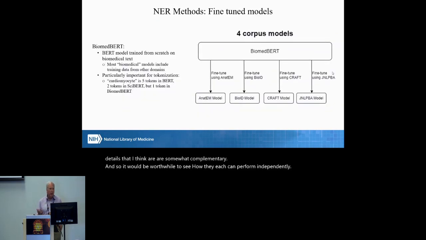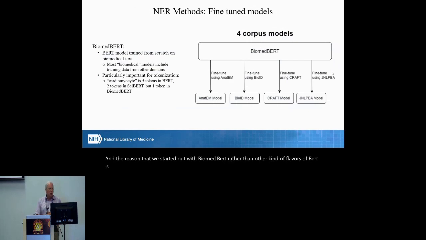And so then basically what we did was we took Biomed-BERT and fine-tuned it with these different corpora of annotated text to develop 4 separate models. The reason that we started out with Biomed-BERT rather than other flavors of BERT is that Biomed-BERT was specifically trained from scratch on biomedical text. And we think that is especially important for the tokenization step.